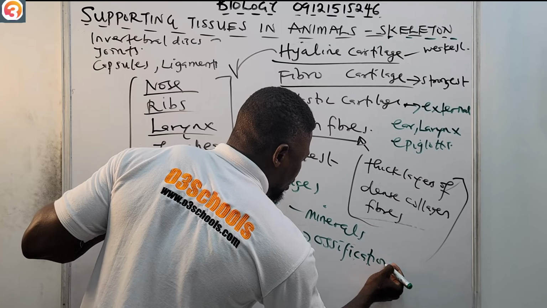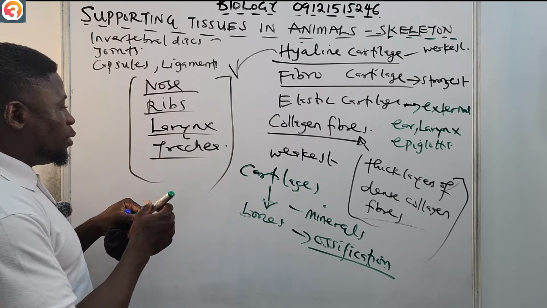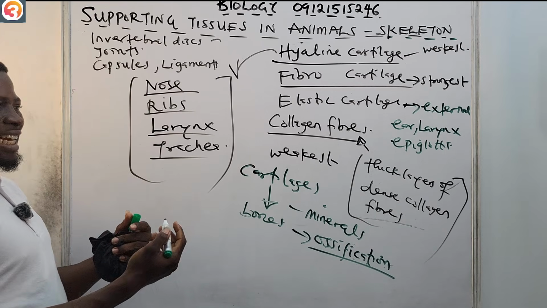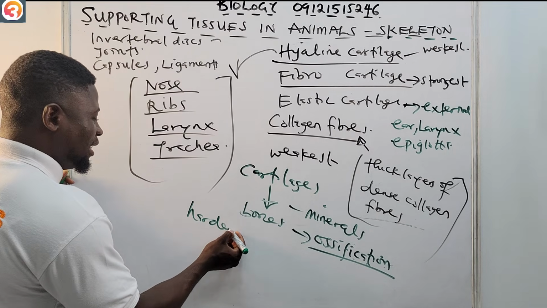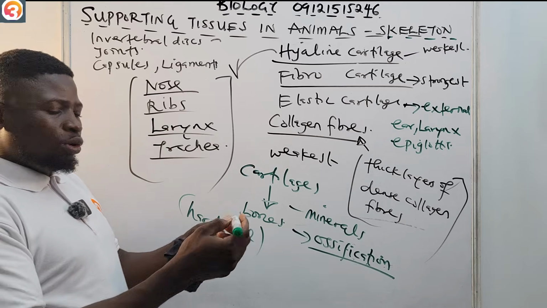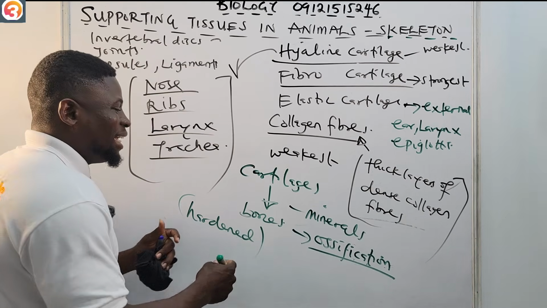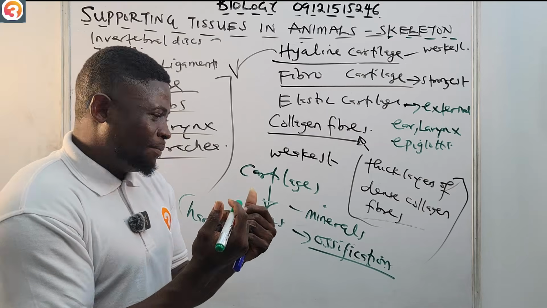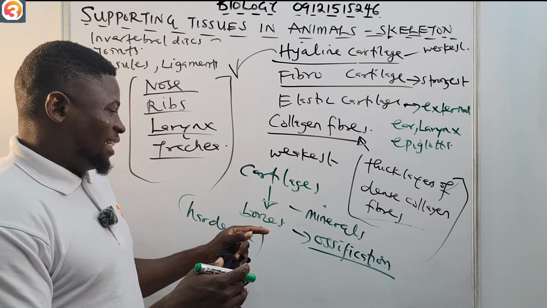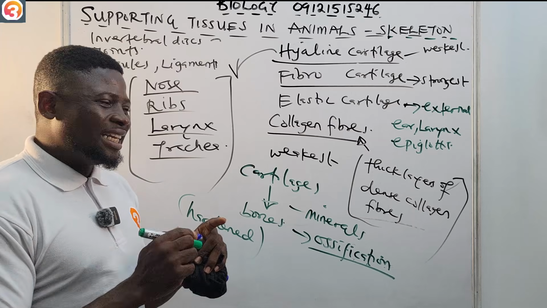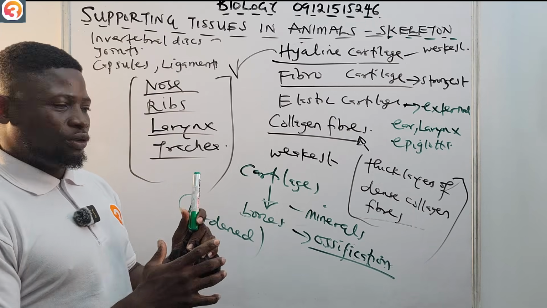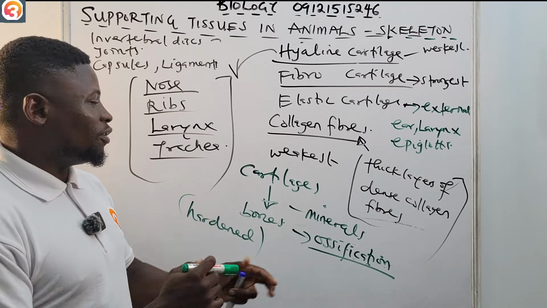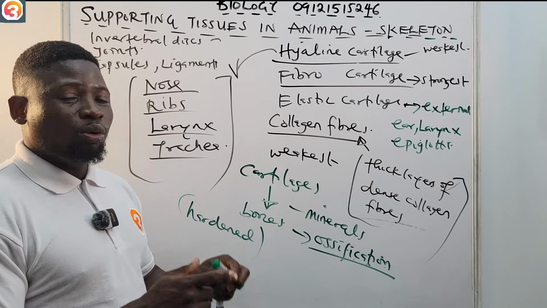So this is the process whereby cartilages are hardened into bone. Cartilages are not as hard as bones, but you can harden them to become what? Bones. And that process is called what? Ossification. Please take note of that, it's a prime exam question. It is a process whereby cartilages are hardened into bones by the addition of minerals, called ossification.